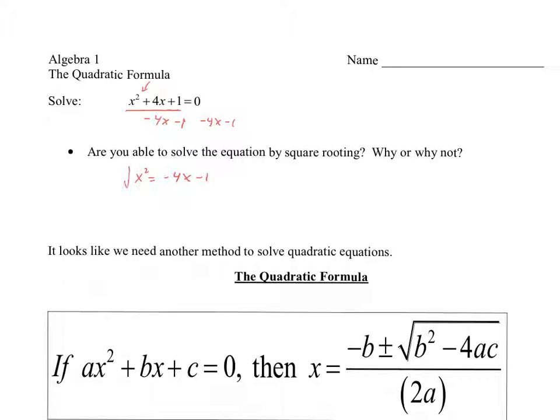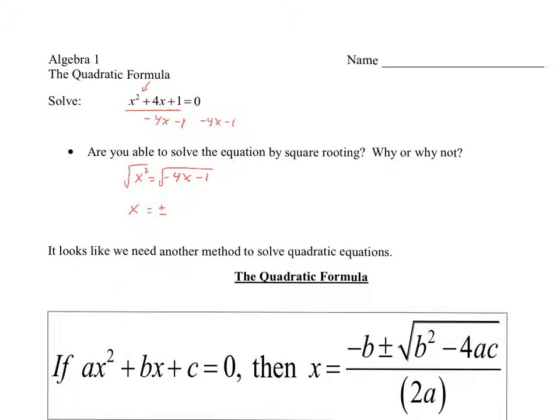So if we try to take the square root of both sides, it works wonderfully on the left. We end up with just the x because those are inverse operations. The square root undoes the squared. But the problem is on the right side. Yes, we'd have to consider the plus and minus, but we end up with the square root of negative 4x minus 1. And to be honest with you, I don't even really know what to do with that.